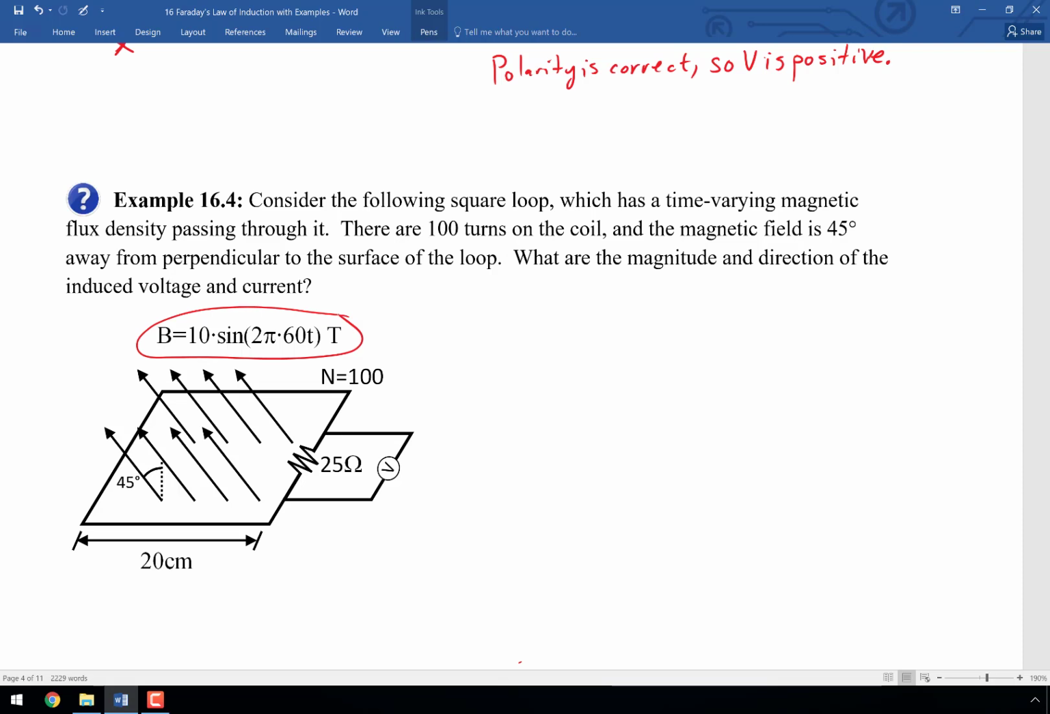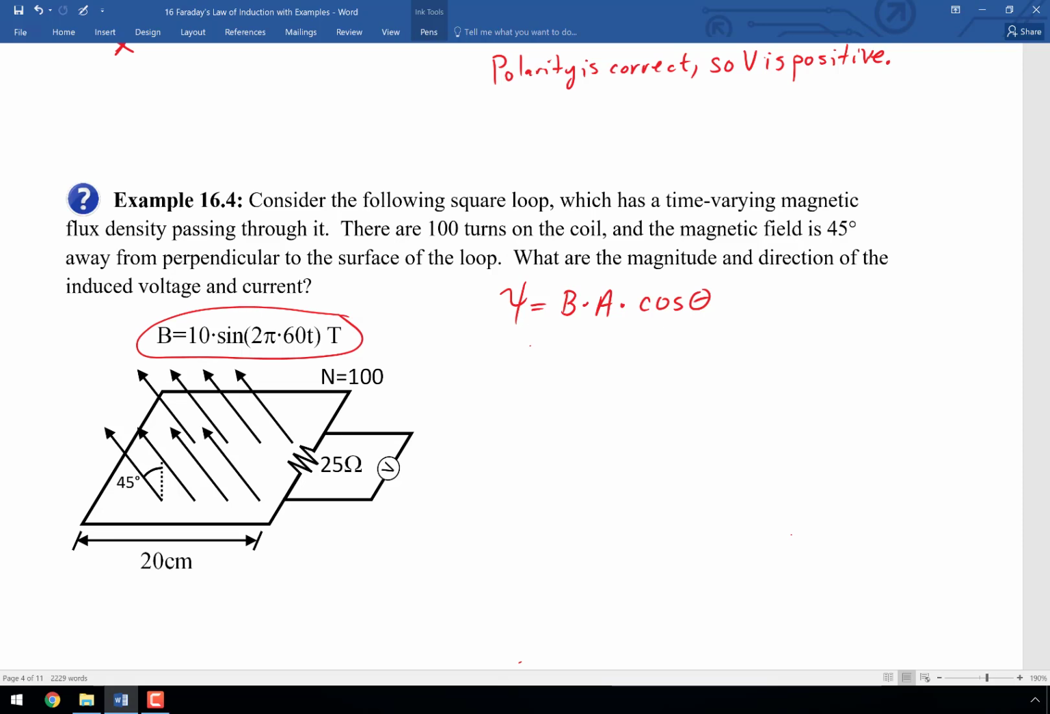Okay, so in this case, ψ is going to be equal to B times A times the cosine of theta. Even that is a simplification from the surface integral, but it's a simplification that relies only on the fact that B has a constant value across the loop. It's not a constant value in time, but at every point in the loop, it's the same at each instant in time.